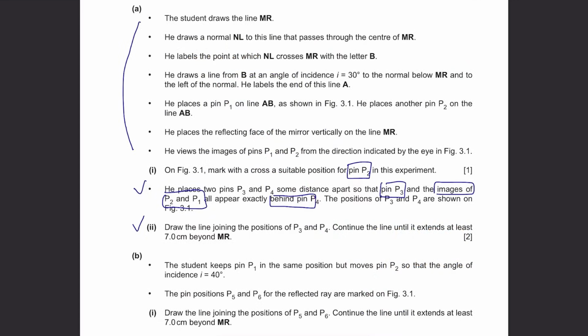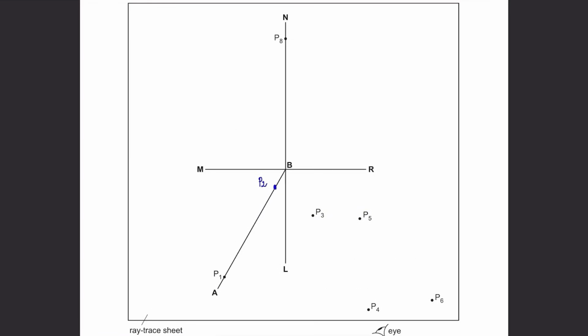Draw the line joining the positions of P3 and P4. Continue the line until it extends at least 7 cm beyond MR. Alright, just follow the instruction, joining these 2 points and extending more than 7 cm from this line.